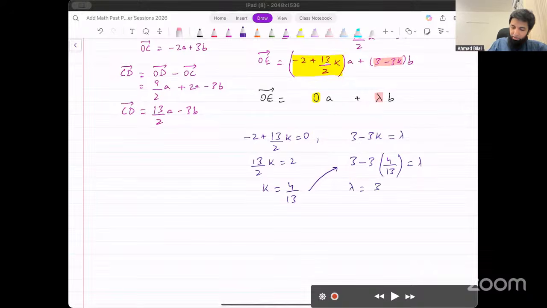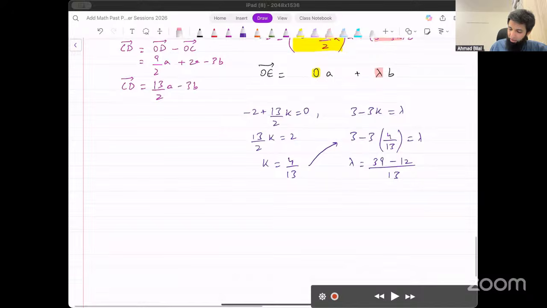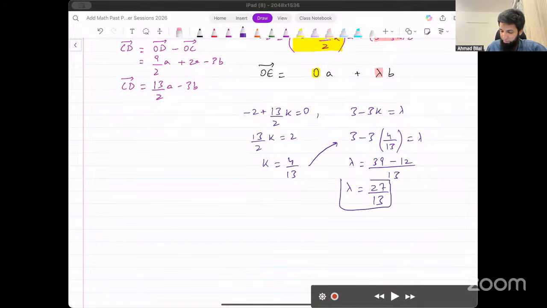That's 3 times 13, that will be 39. If I take LCM, minus 12 divided by 13, and lambda turns out to be 27 over 30. That's the value that I'm getting for lambda. And that's your final answer.